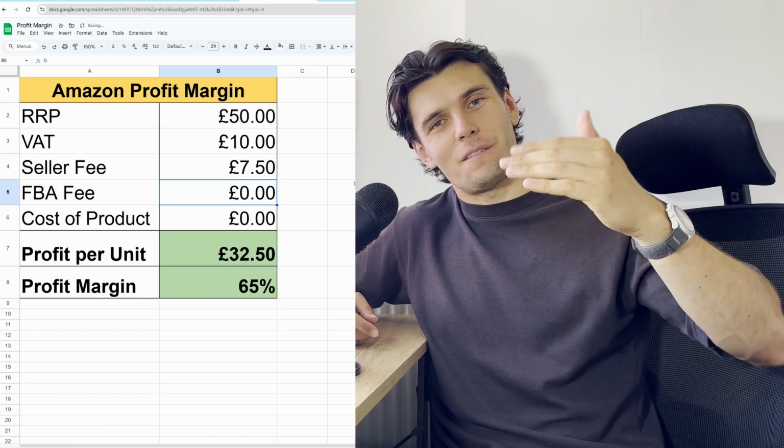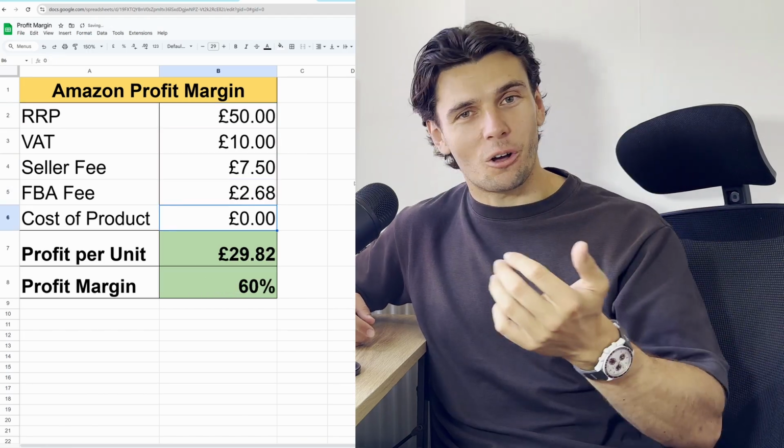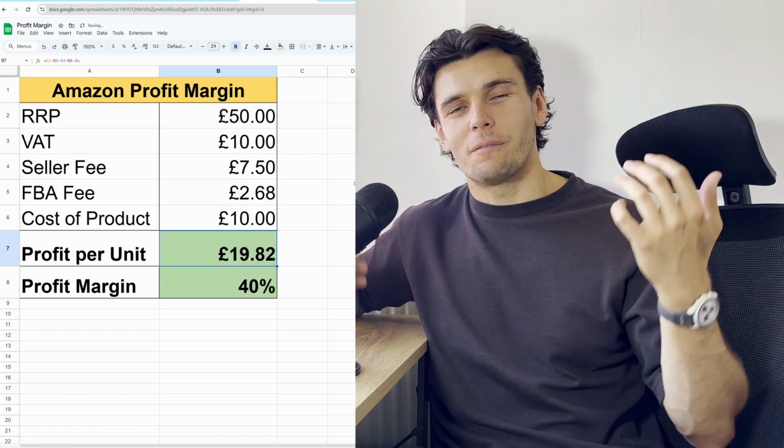Step 1, what's your profit margin? Let's assume after seller fees, FBA fees, VAT, and the cost of your actual product, you're left with a 40% profit margin. Superb. Step 2, ACOS.